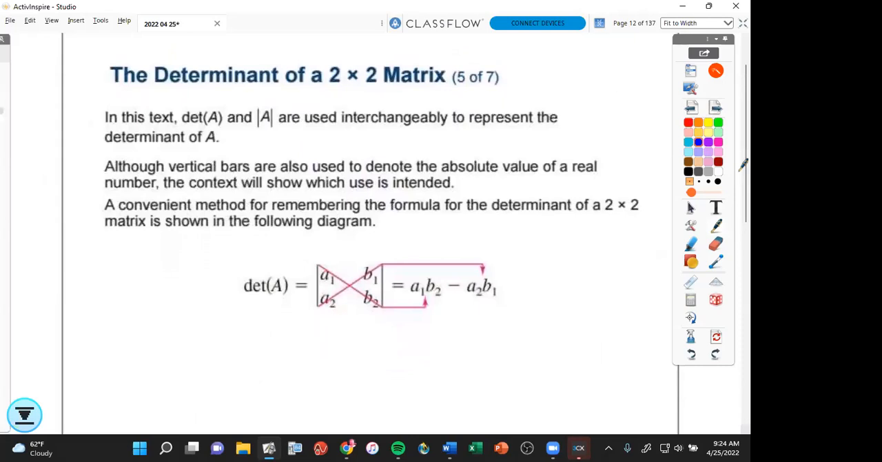Det of A, that is, read, determinant of A, or what looks like the absolute value of capital A. Those are used interchangeably. If I write it either way, I mean, what is the determinant of matrix A? A convenient method for remembering the formula of the determinant of a 2 by 2 is shown below. The determinant of A is equal to the down product minus the up product.